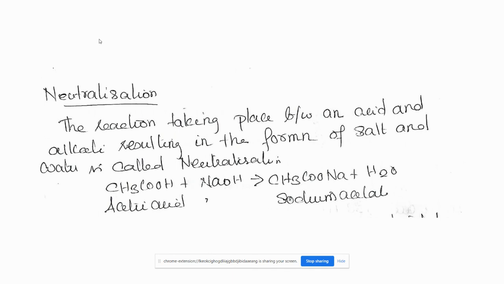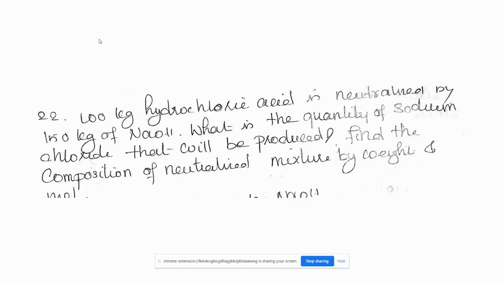And the next concept is neutralization. So what do we mean by neutralization? It is the reaction taking place between an acid and an alkali. When a reaction takes place between an acid and an alkali, the product we get is in the form of salt, and the reaction between the acid and the alkali is called the neutralization reaction. Now we will see the problems related to neutralization. Two more simple problems related to neutralization, we will do.